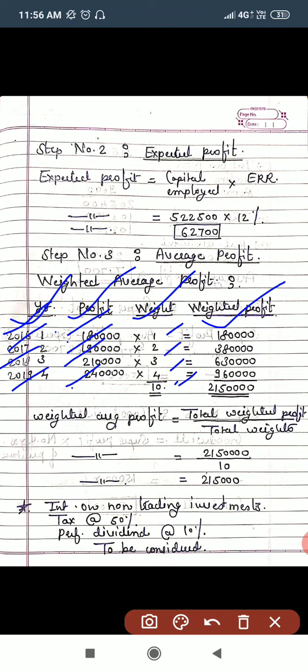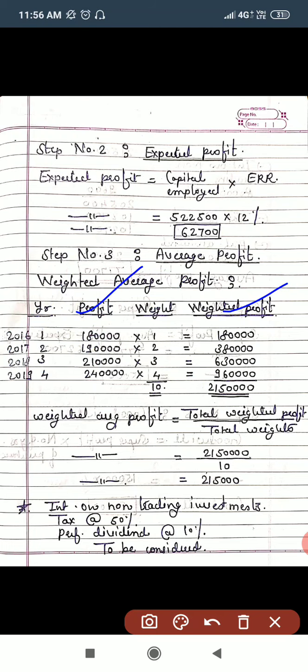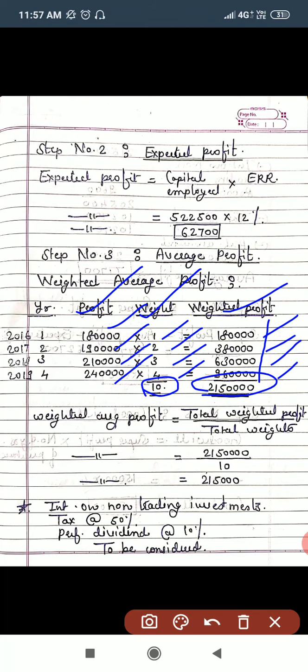Okay. Fine. Now, how will you go ahead? Weighted profit: profit multiplied by weights. 1,80,000 into 1, 1,80,000; 1,90,000 into 2, 3,80,000; 2,10,000 into 3, 6,30,000; 2,40,000 into 4, 9,60,000. If you take the total of these 4, you will get the total weighted profit of 21,50,000, and the total weights 10.